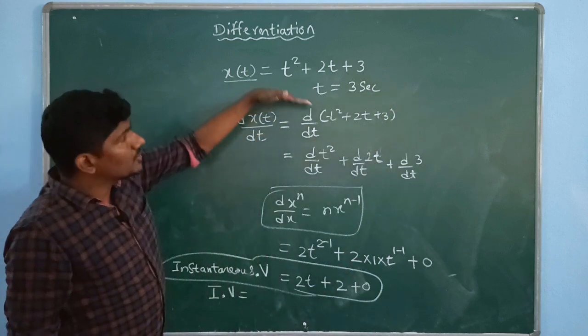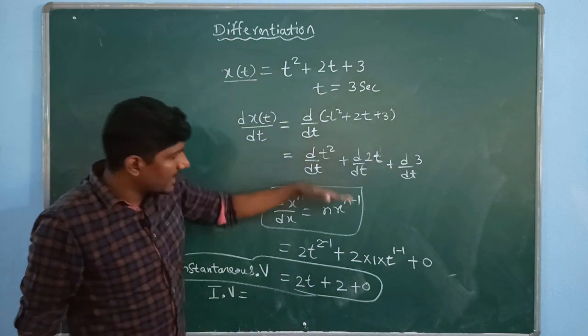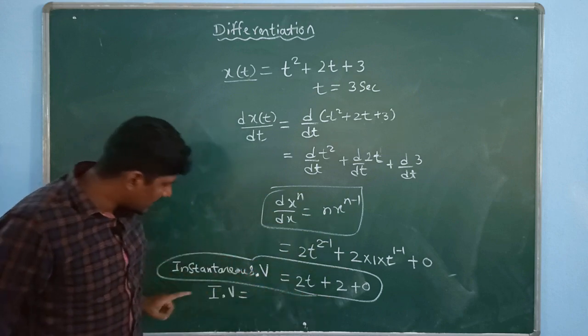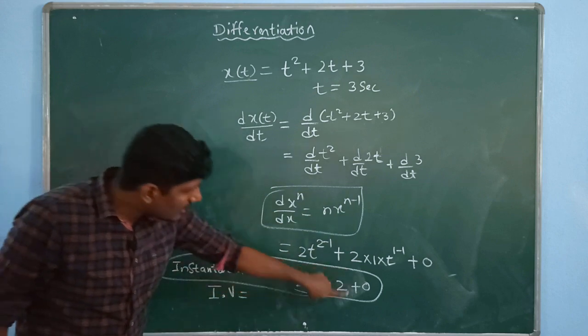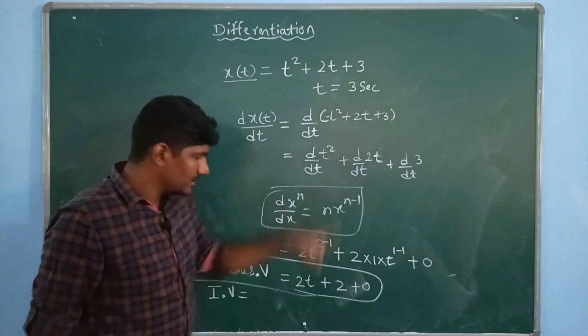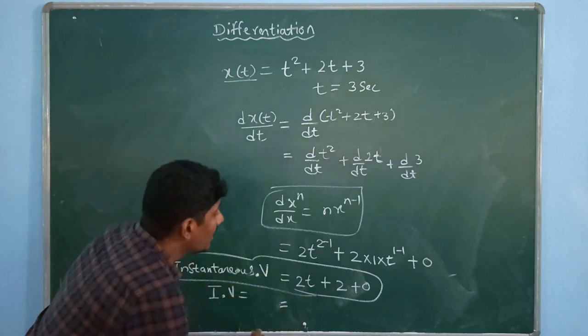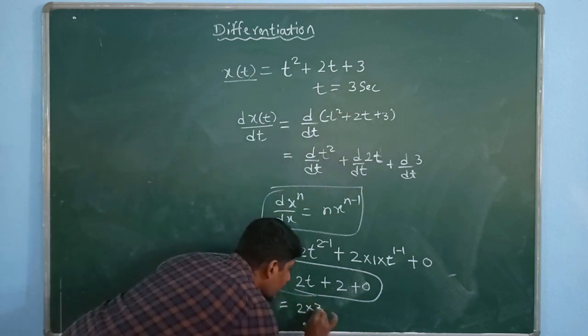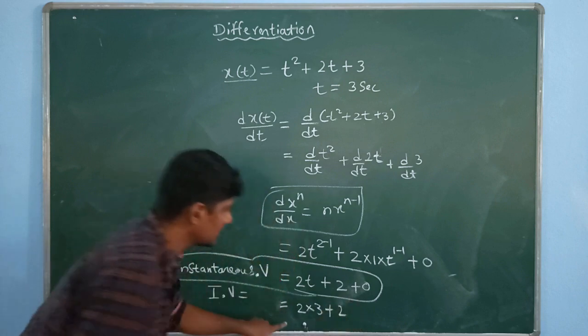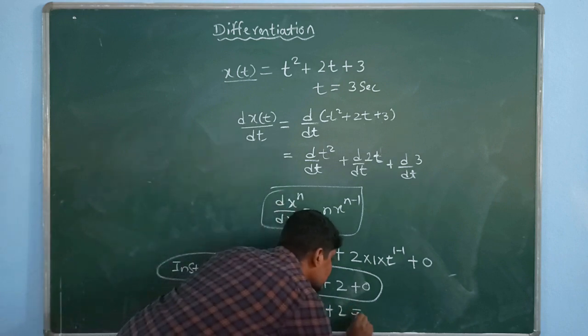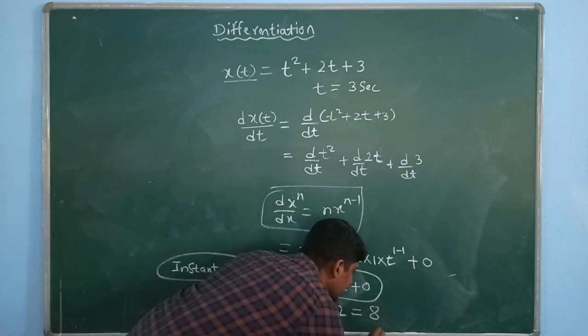First step, what you should do? Differentiate the given equation like this. Finally, you will get the instantaneous velocity equation. Now in that equation, put the value of t. That is 2 into 3 plus 2 as it is. So 2 into 3 is 6, plus 2, it is finally 8.